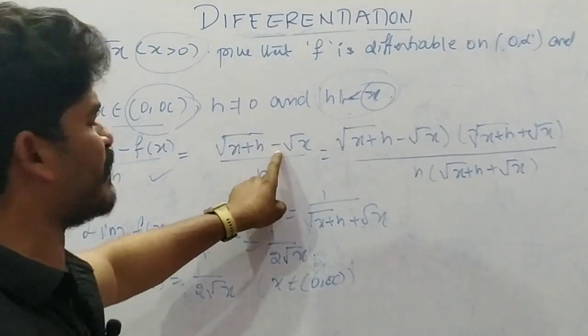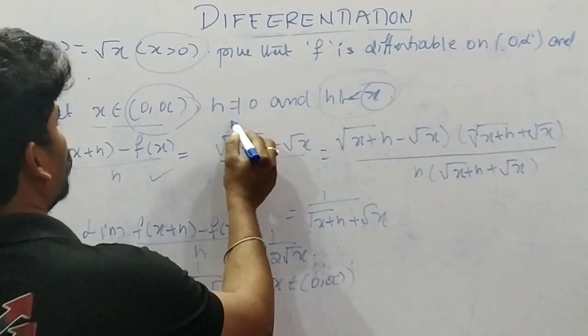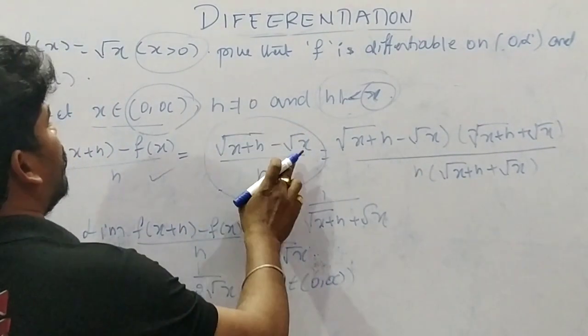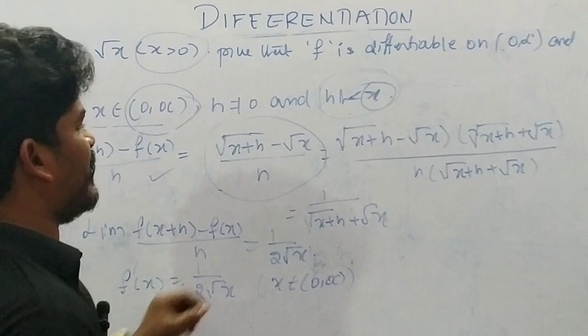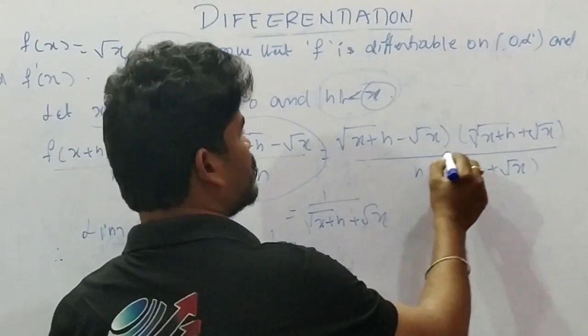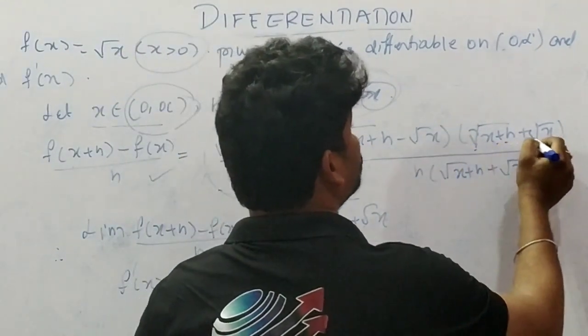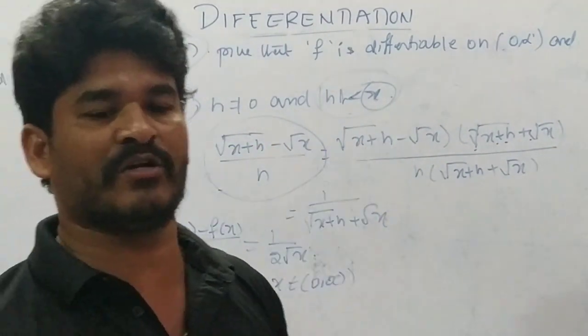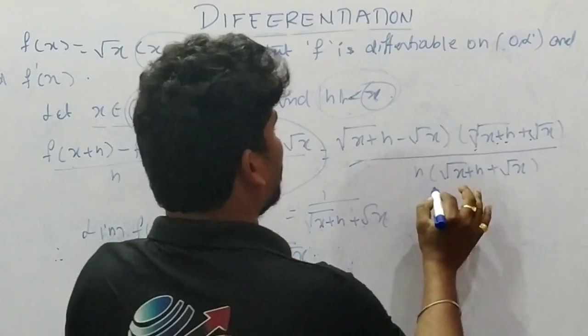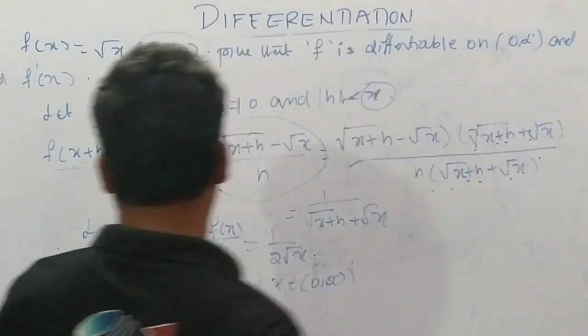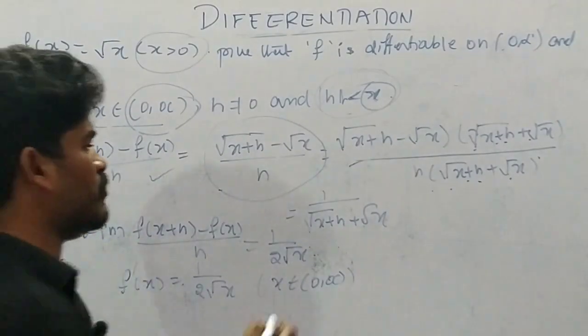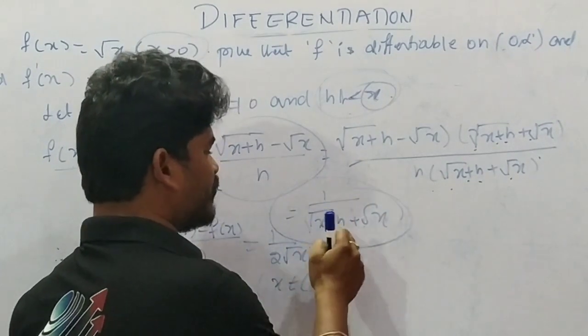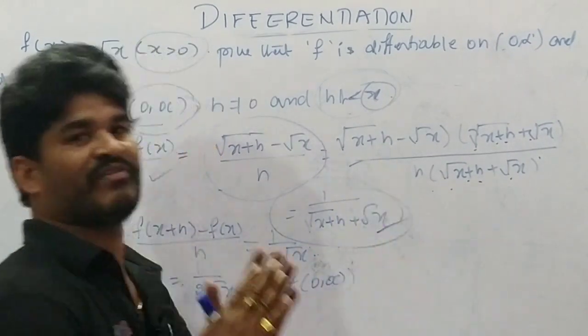Therefore root of x plus h minus root x divided by h. Multiply by root of x plus h plus root x, where we are applying a squared minus b squared equals a plus b into a minus b. The same formula we are applying here: h into root of x plus h plus root x. Therefore the limit as h tends to 0 gives 1 by root of x plus h plus root x. These are the conditions we finally get.